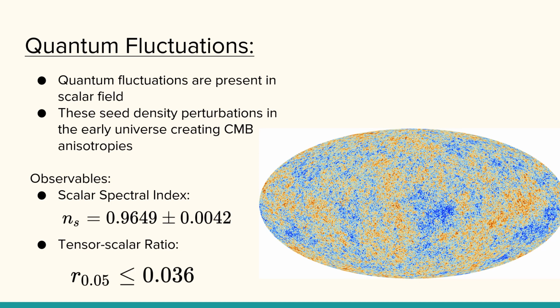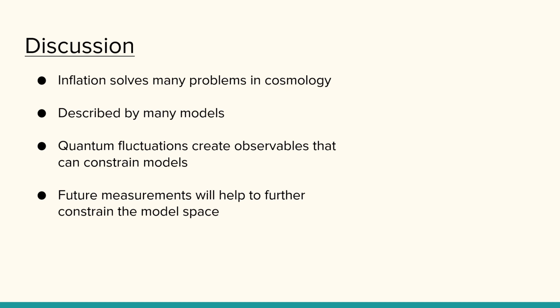Now, we've said that inflation solves many problems, and that it's described by many models, and that these fields create quantum fluctuations that create observables, and we can use these observables to constrain inflationary models. And future measurements will help us to constrain the model space even further and hopefully tell us something about how inflation happened.